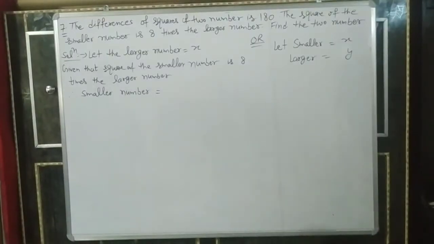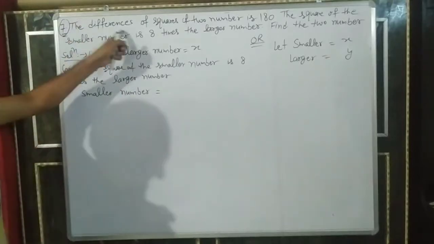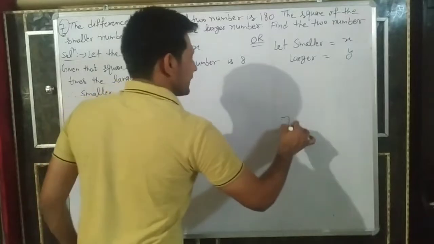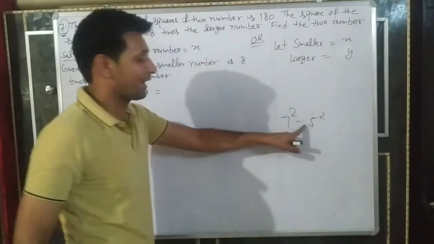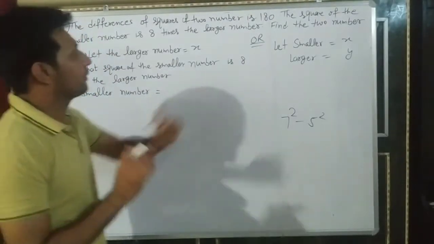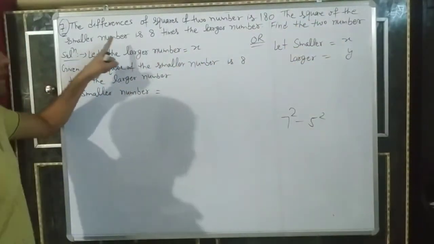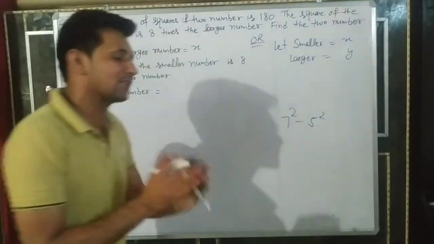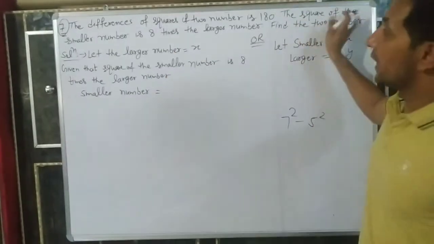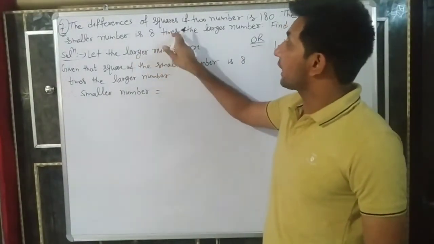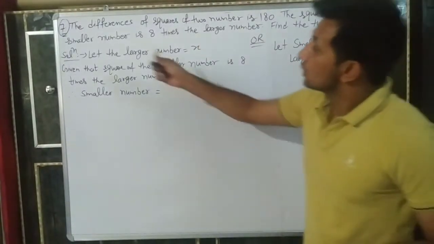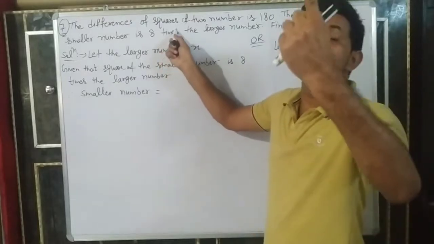Now look at the 7th question. The difference of the squares of two numbers, like 7 square minus 5 square. The difference of the squares of two numbers is 180. And what one more thing is given? The square of the smaller number is 8 times the larger number. Find the numbers. So we observe that the square of the smaller number is 8 times the larger number.